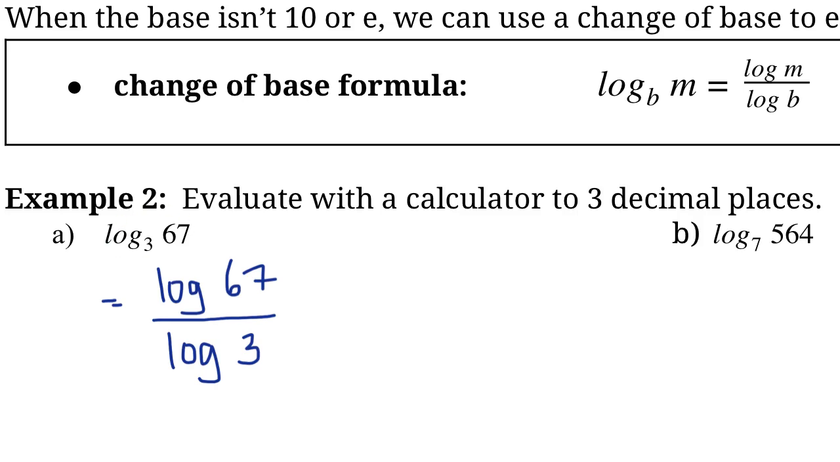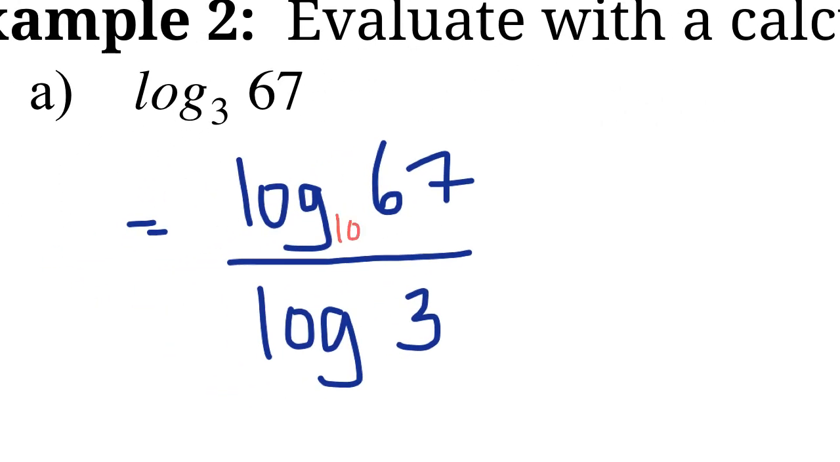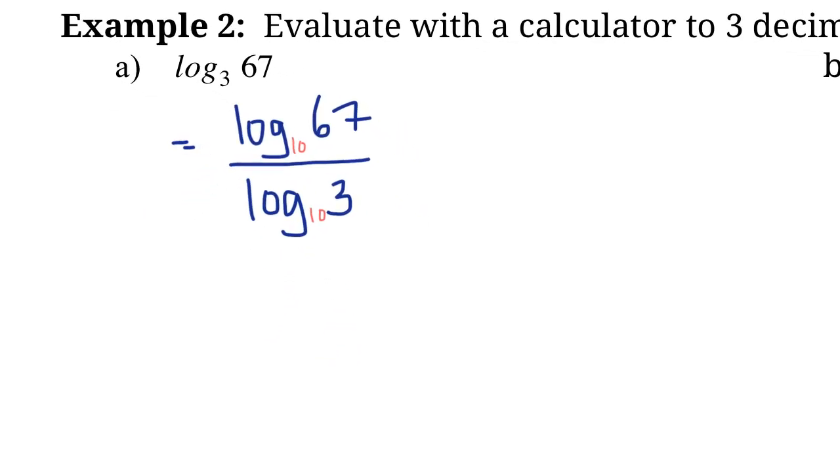I'm not going to go through the proof of why it works here. We'll save that for another day, but suffice to say that it does work. When you do this on your calculator, it's assuming base 10, a little base 10 here and a little base 10 here. But the bases can be anything you want, as long as they match for the numerator and the denominator. So I could do log base e of 67 over log base e of 3. It doesn't matter as long as the bases are the same. We usually use 10 because that's what calculators are able to do.